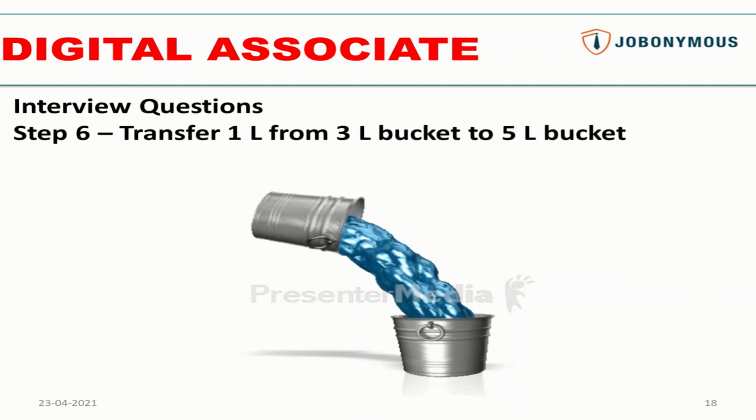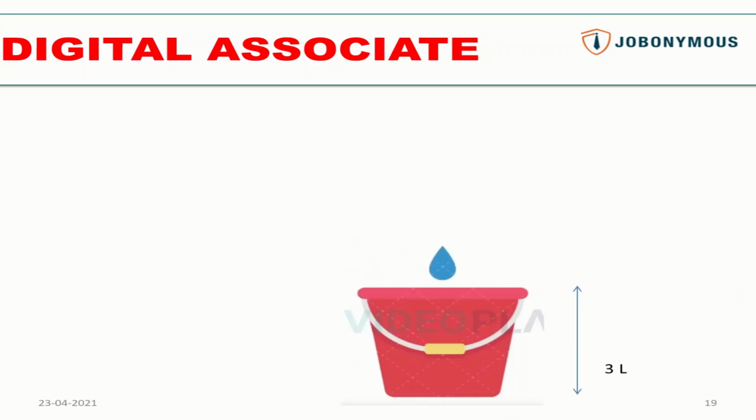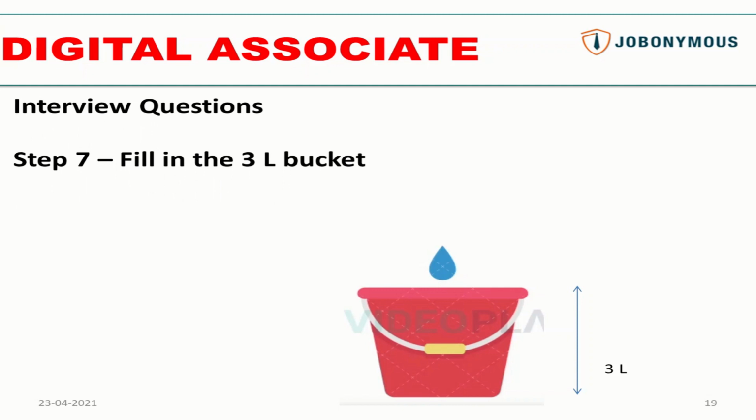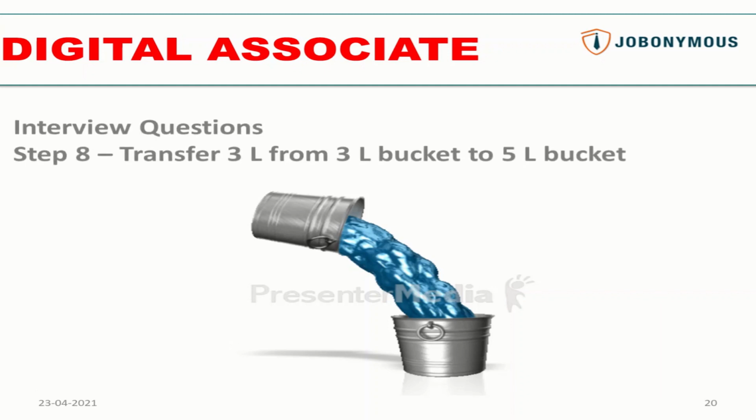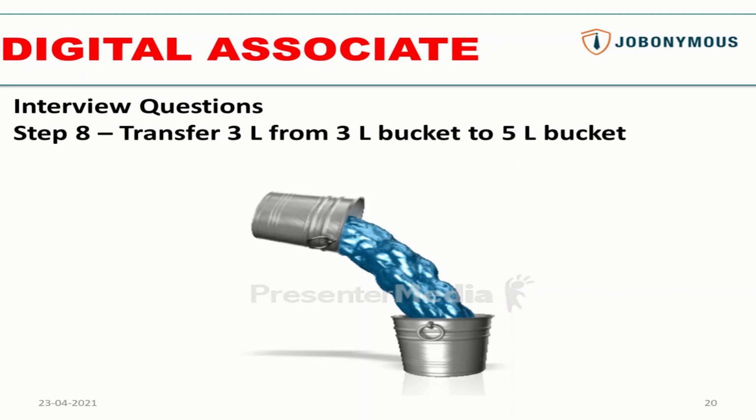So first empty the 5 liter bucket and then transfer the 1 liter remaining from the 3 liter bucket to the 5 liter bucket. So you now have 1 liter water in the 5 liter bucket. And finally, you fill the 3 liter bucket again and transfer it to the 5 liter bucket. So now the 5 liter bucket has 4 liter water. So this is the main idea that you have to apply to answer this question. So that is the way to answer.